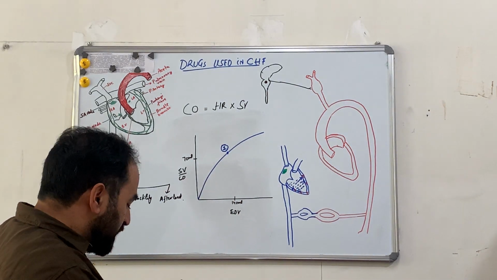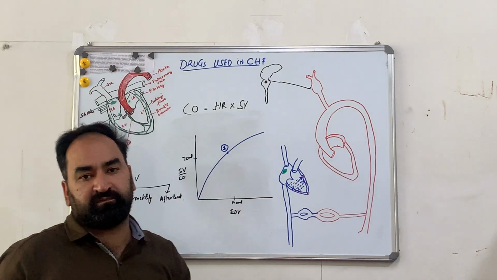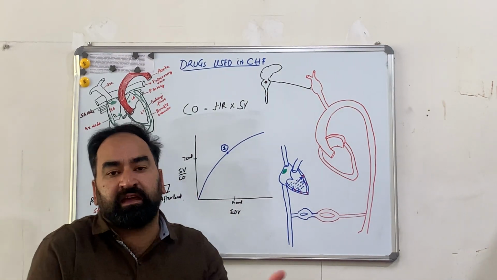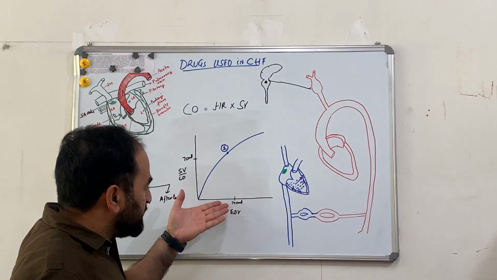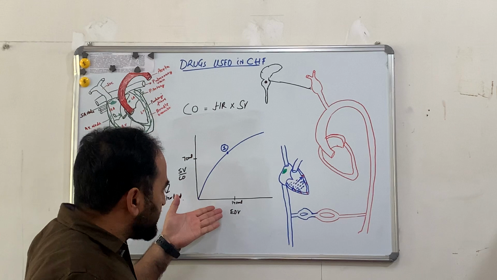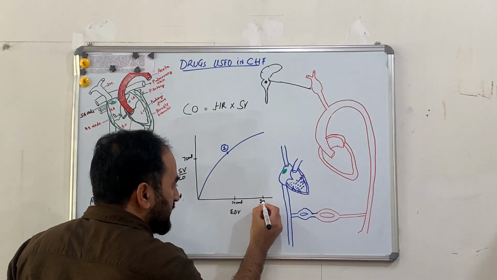Okay. Now, whenever there is an increase in the stretch, as per the Starling Law, there is an increase in the cardiac output or stroke volume. That means if you increase the volume, say for example from 140, you are increasing to 200 ml.